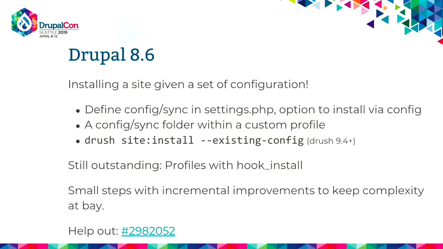And so bringing that into core in 8.6, the way it works, if you haven't used it, it's actually really a cool feature. You can do it a couple different ways. You can create your normal config sync directory, define that in your settings.php file that's part of your site. And now when you install, if you use the install from config option in the UI, it will actually see that you have that configuration exported and it will use that. If you're doing profiles, you can also put that config sync directory within your profile directory as a config sync, and it will use that.